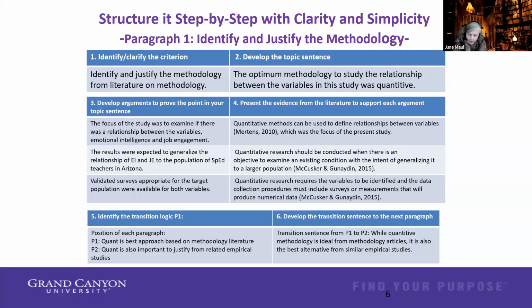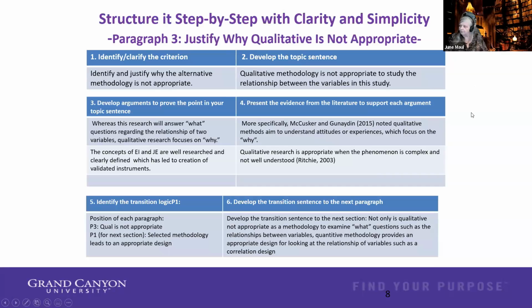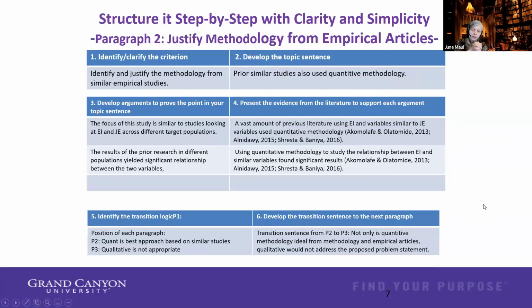You go from the position of this paragraph to the position of the next paragraph. The position here was quant is the best approach based on methodology literature. The criterion in the next one asks them to justify it from related empirical studies as opposed to methodological articles. So now you transition. While quantitative methodology is ideal for methodology articles, it is also the best alternative from similar empirical studies. That then brings them to the next paragraph, which now the criteria in the second paragraph in this section in their proposal or dissertation is identify and justify the methodology from similar empirical articles.